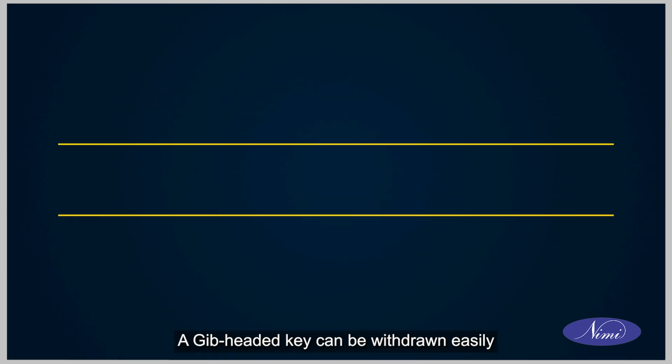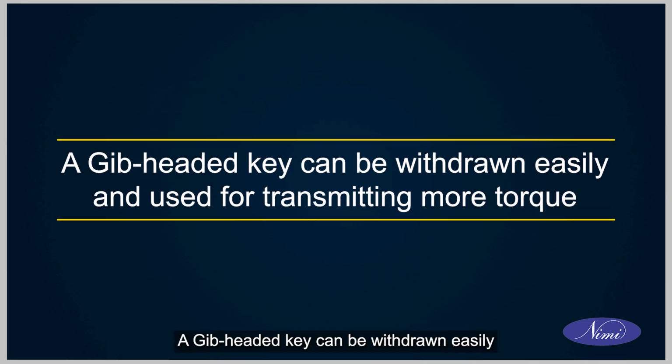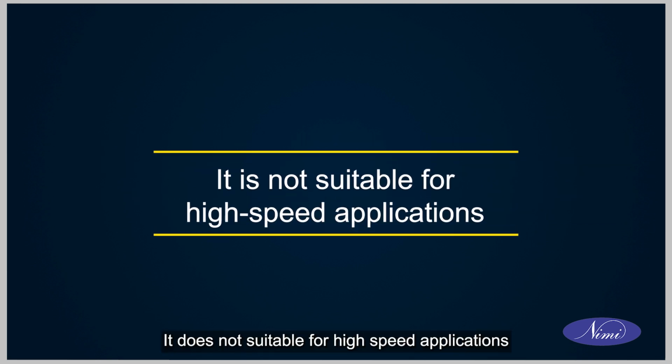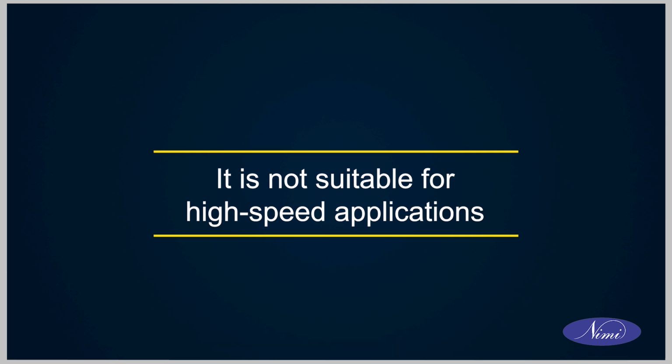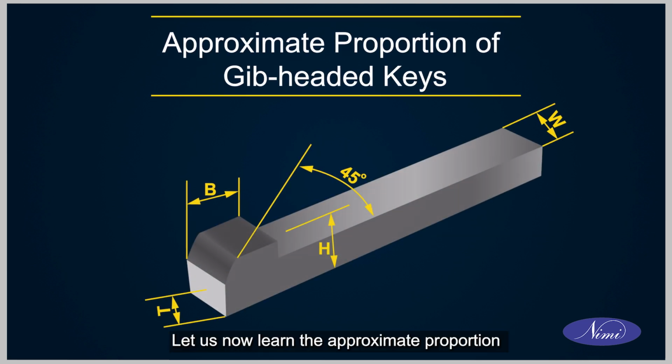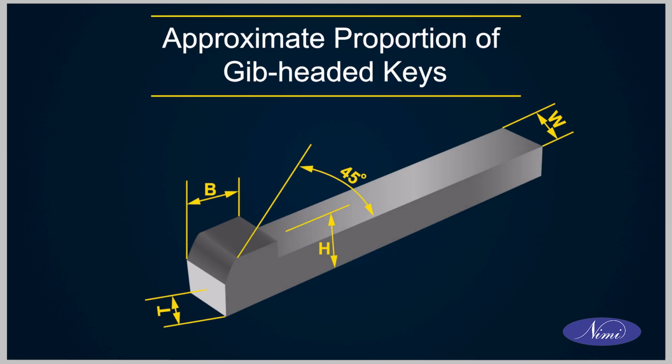A gib-headed key can be withdrawn easily and used for transmitting more torque. It is not suitable for high-speed applications. Let us now learn the approximate proportion of gib-headed keys.